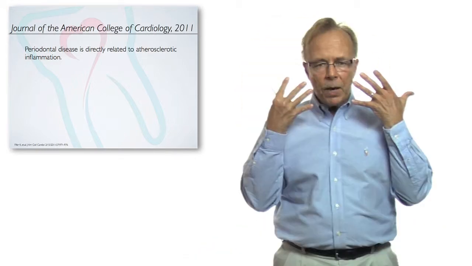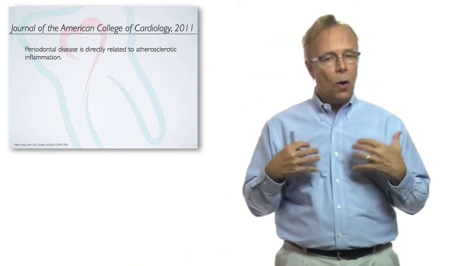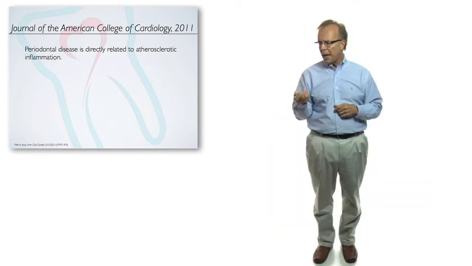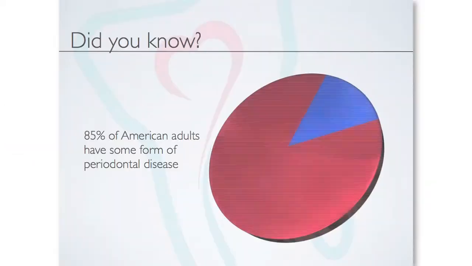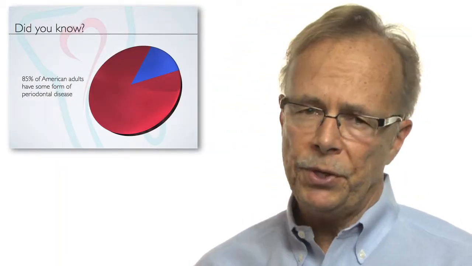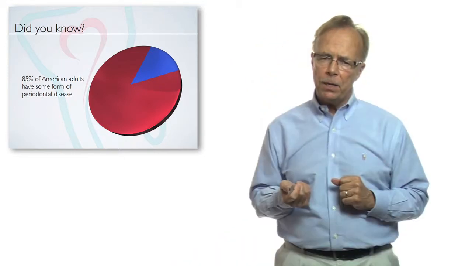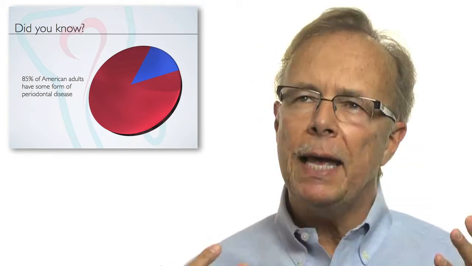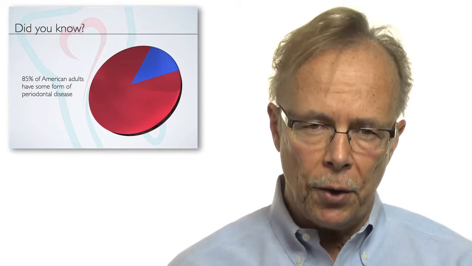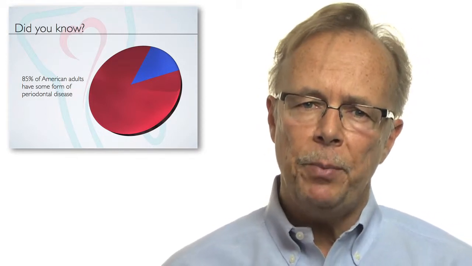In 2011, the Journal of the American College of Cardiology stated periodontal disease is directly related to atherosclerotic inflammation. That's stating that gum disease has a direct effect on the inflammation around the heart and throughout our arteries. The Surgeon General tells us that upwards of 80 to 85% of American adults have some form of periodontal disease. That's a big deal. It's a lot of people, and it's also one of the most overlooked areas of inflammation in human beings.